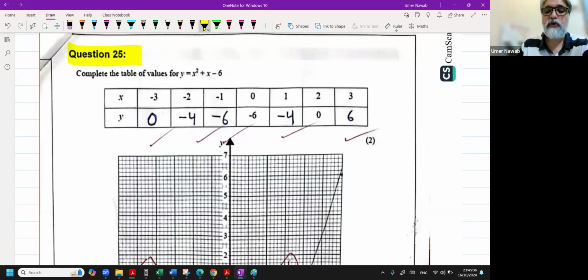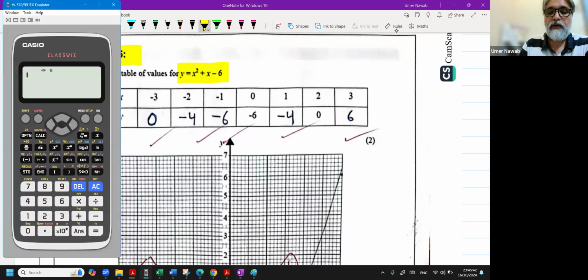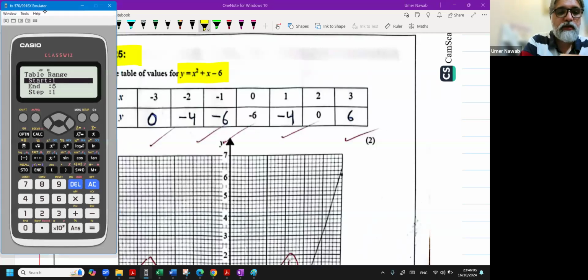Question number 25 is on graphs of functions. In the class, I told you he will give you the equation. You may open the calculator, and in the calculator, we have a table function. You go over there and use this table function, and just write x squared plus x minus 6, enter.